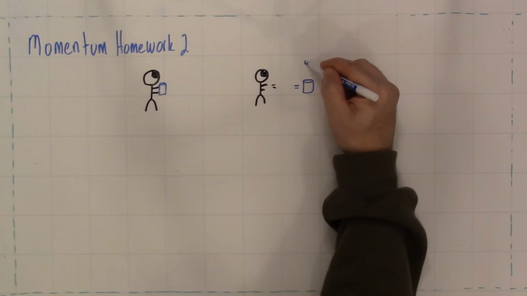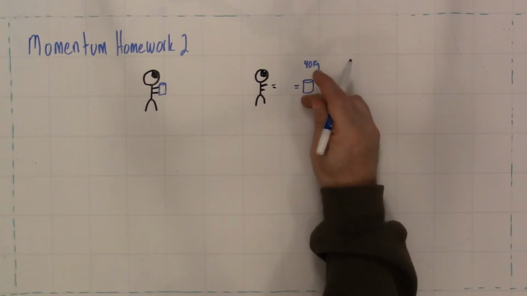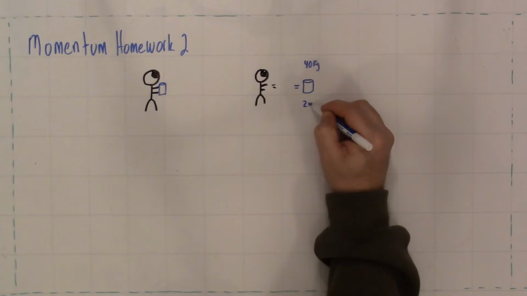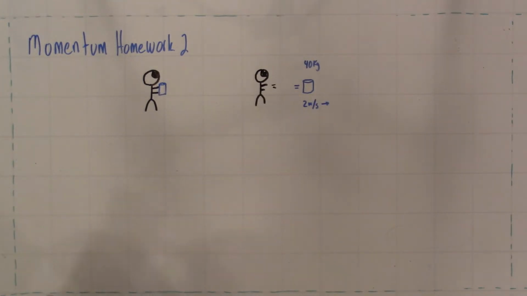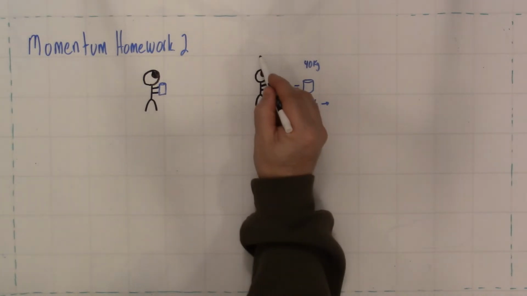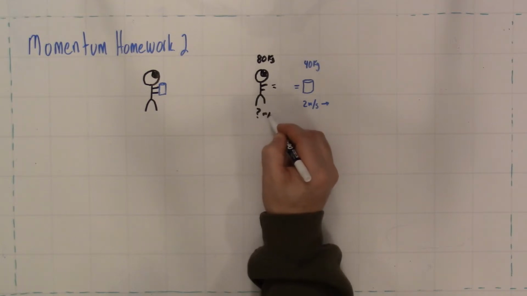We know that this is a 40 kilogram canister. And we want to know, oh, he throws this at 2 meters per second this direction. Our guy is 80 kilograms, and we want to know what is his speed in meters per second.